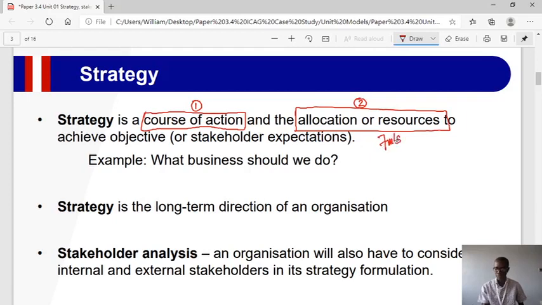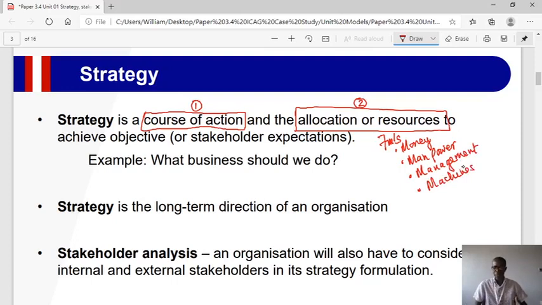We'll look at it in more detail later, but some of the resources that you need to consider will be money or even the manpower, as in the employees. Then you may even need to consider management, the directors, the skills they have. You may even need to consider the machines, among other points. But we will look at it when we go to strategic capabilities. But for every course of action, you must also look at the allocation of resources.